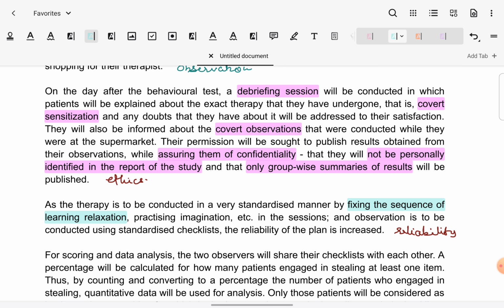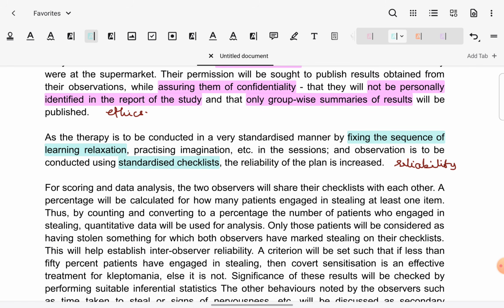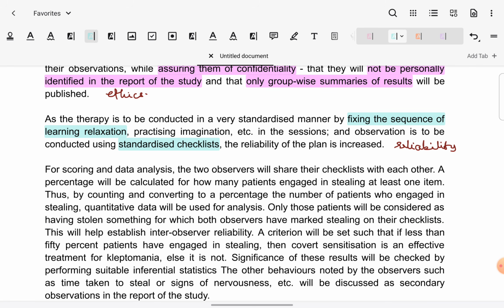So sequencing, I have taken care that everyone undergoes the same sequence. Also observation, I have made sure to have a standardized and operationalized checklist. So all these are the efforts to increase reliability. I have mentioned them here. Just like the case with validity, for reliability also there will be many things to talk about, but I don't need to point out each and everything.